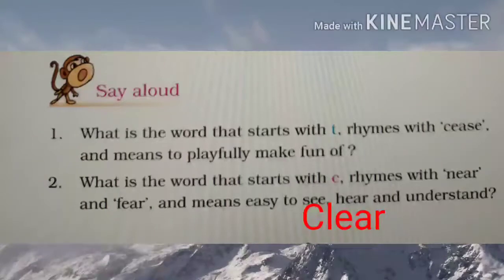C-L-E-A-R. Clear will be the correct answer because clear rhymes with the words near and fear. And the meaning of clear is easy to see, hear and understand. So the correct answer of question number 2 will be clear.